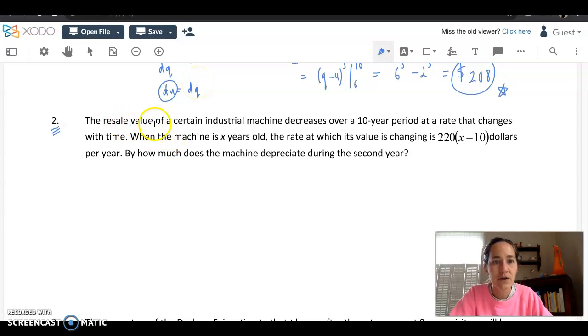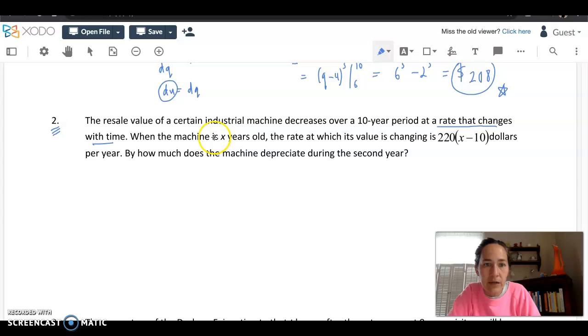It says the resale value of a certain industrial machine. So I know when you buy a machine or you buy a car, you buy it for one price and certain items depreciate in value. So as soon as you drive a car off the lot, its value might go down. Well, this machine is decreasing in a trend over a 10-year period at a rate that changes. So I want to underline that rate that changes with time.